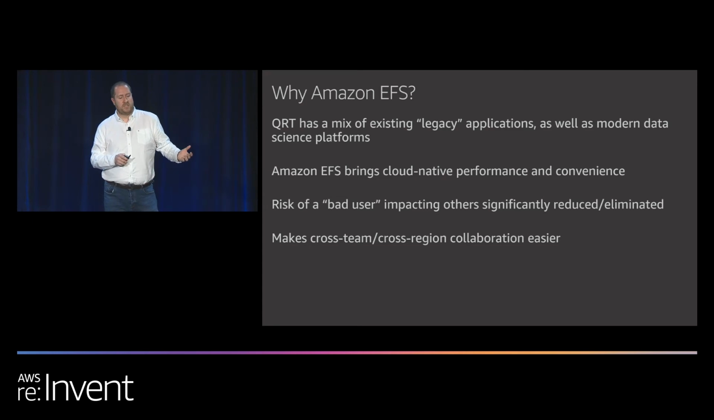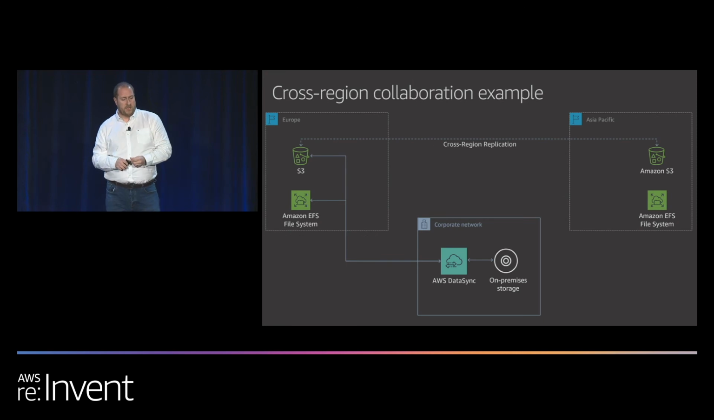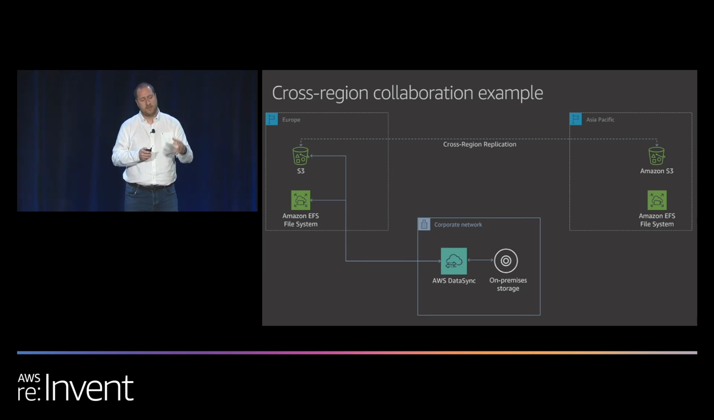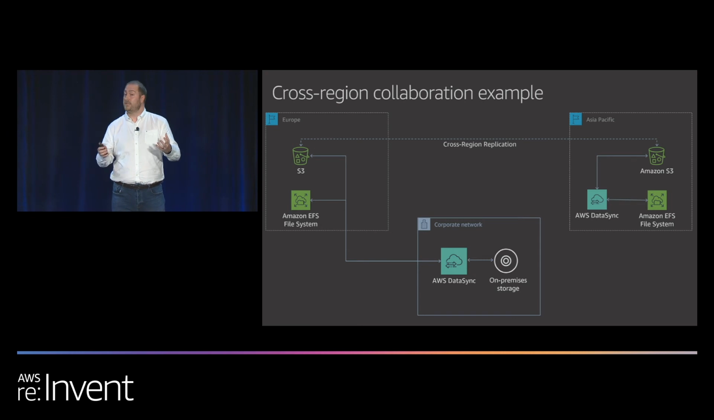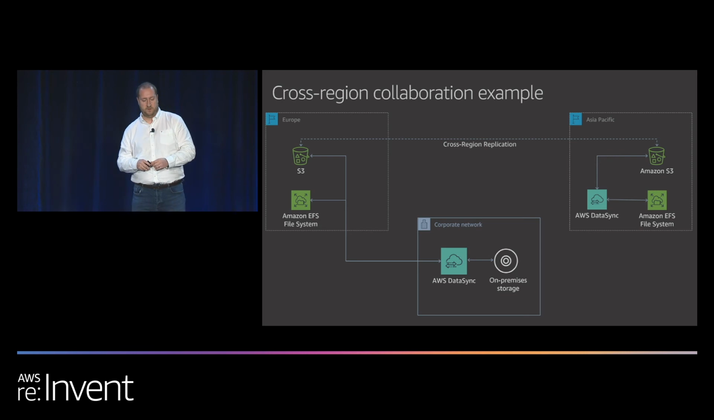And the other thing is it makes our cross-team and cross-region collaboration significantly easier. I'll give you an example of the way that we do some cross-region collaboration. We have a bunch of on-premise storage, and we're quite heavy users of AWS's DataSync service. That allows us to synchronize data both into EFS and also into S3 from on-premise. What we're also looking at doing is using DataSync to synchronize between EFS and S3, and then using S3's native cross-region replication functionality so that we can move data from one region to another without having to sit there and tediously copy files and so on.